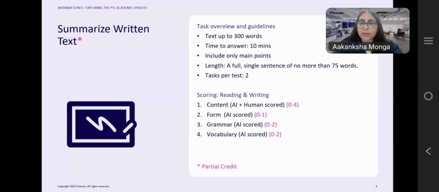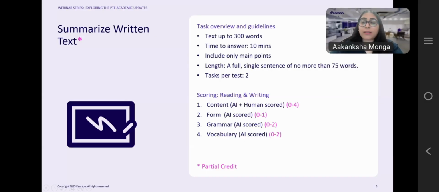The length of this answer has to be one full single sentence that goes no more than 75 words. This is important to remember. The answer has to be written as one single sentence. It will be a long sentence because it can be up to 75 words, but it cannot be more than one sentence. It has to be one single sentence.